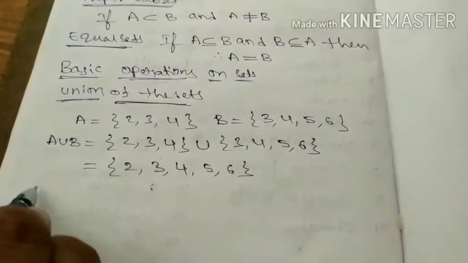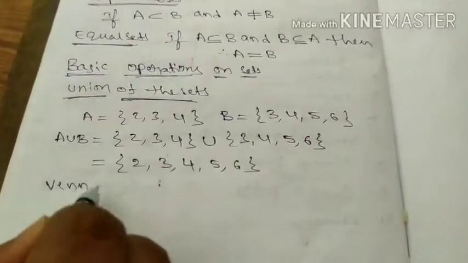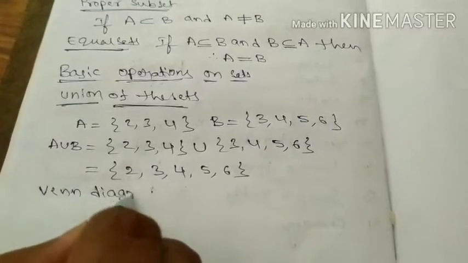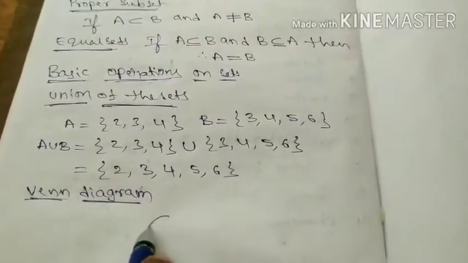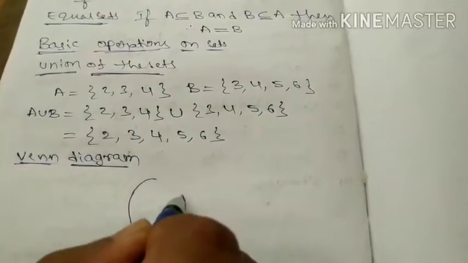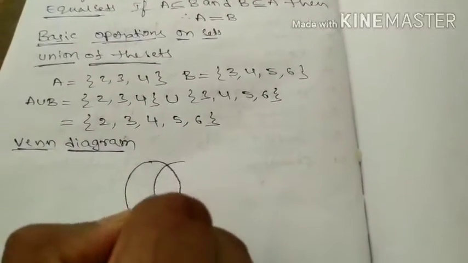Next, Venn diagram also. Venn diagram of A union B. This is A and this is B.